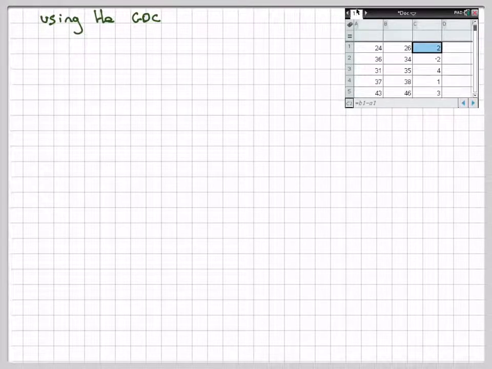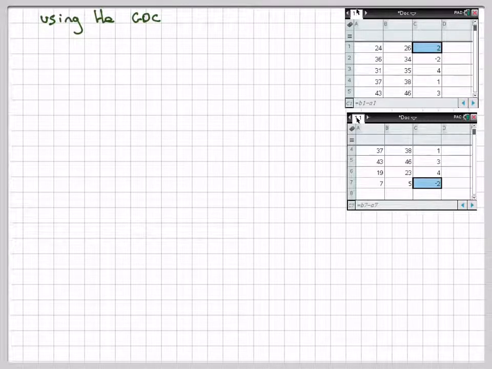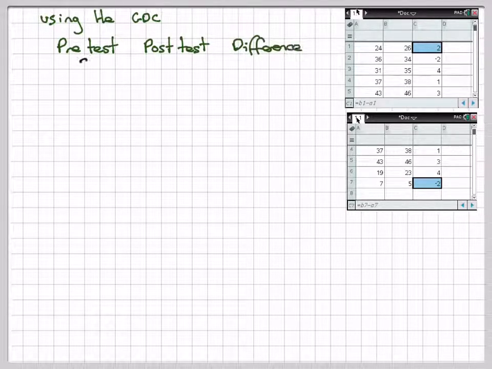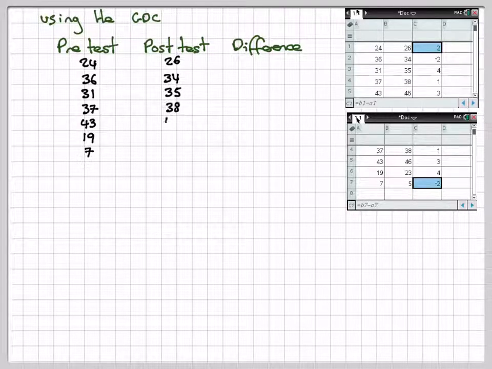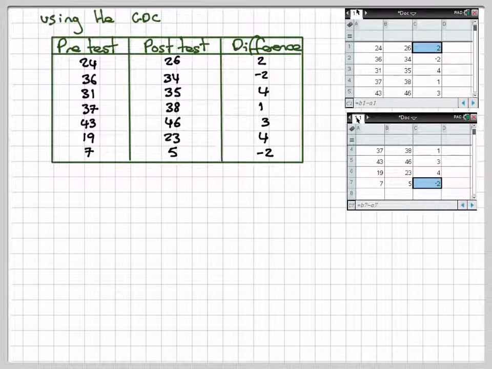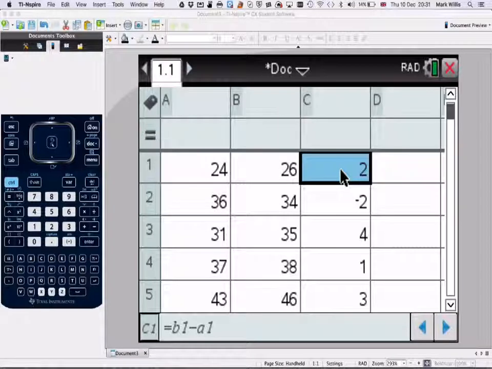There's a screenshot of what I've done. So we're going to put that into some sort of table on our exam sheet or our working out. So here are the pre-test scores in the column, the post-test scores, and these are the differences. We have to calculate the mean and the unbiased estimate of the variance. So to do that, we'll go back to our calculator, and we're just going to calculate it on the difference.